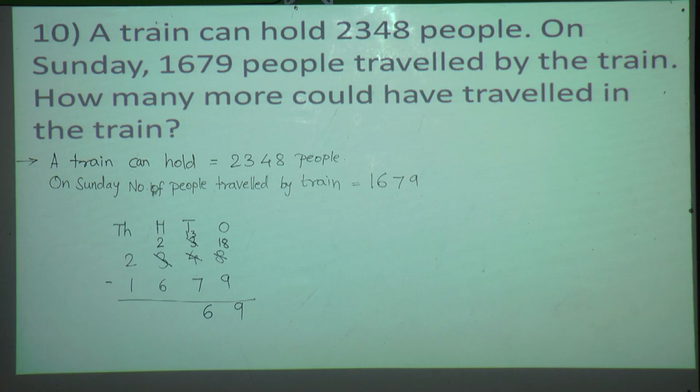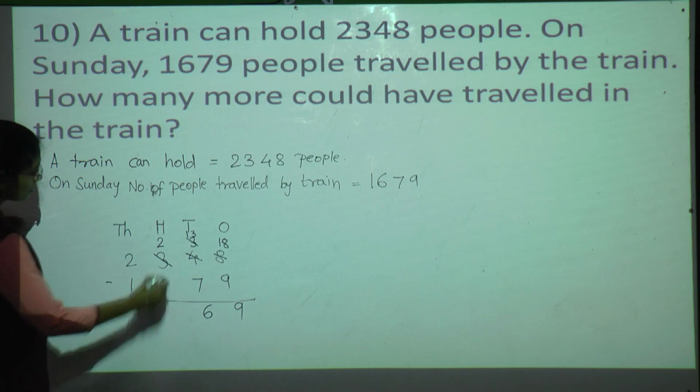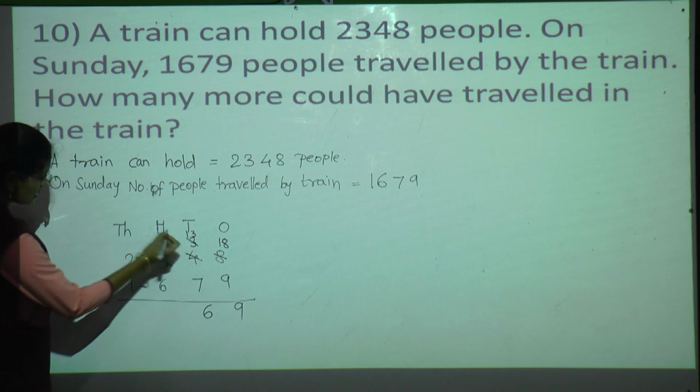Then see the hundreds place. Here how many remaining now? Here 2 are remaining and here 6 are there. 2 minus 6. Can we do 2 minus 6? No, we can't do 2 minus 6. Then what we will do? Just cut this 2, write as it is, then go to the neighbor.